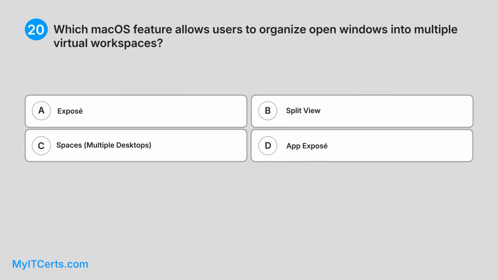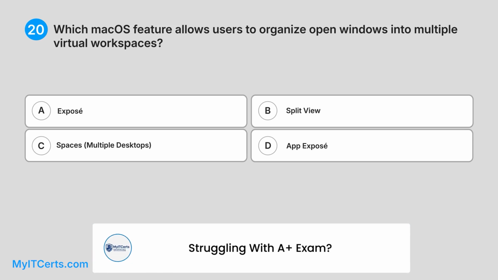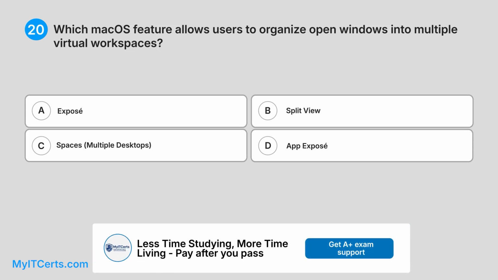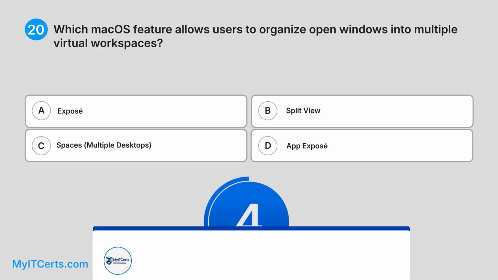Which macOS feature allows users to organize open windows into multiple virtual workspaces? A. Expose. B. Split View. C. Spaces, multiple desktops. D. App Expose. Do you know the answer?